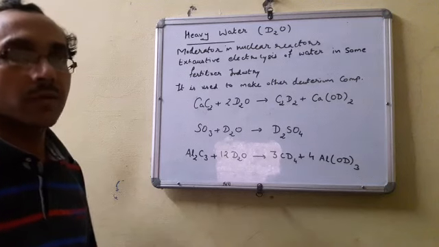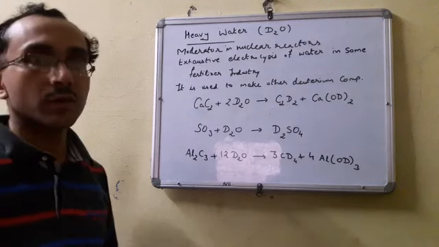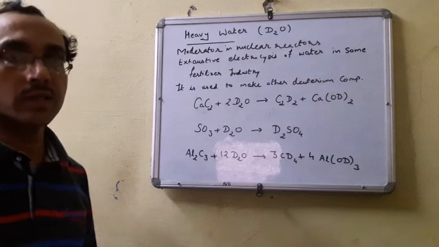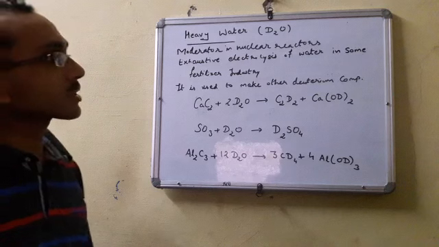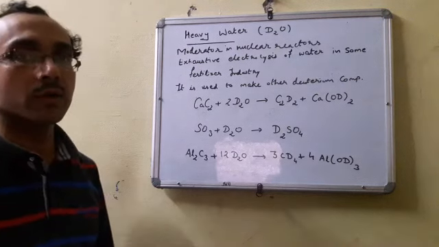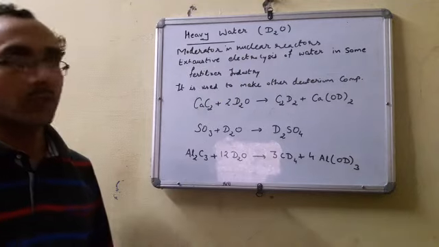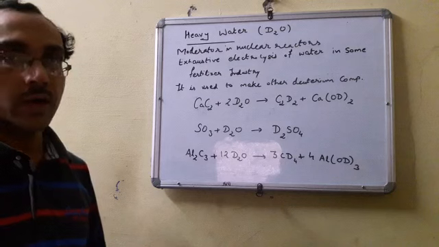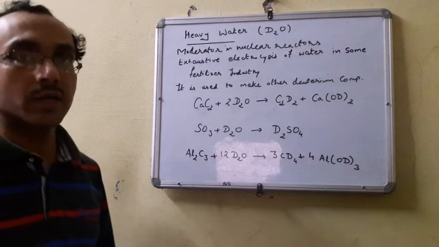We can prepare this heavy water by exhaustive electrolysis of water. Whenever we are doing electrolysis of water, we are getting hydrogen gas and oxygen gas. But when we are doing exhaustive electrolysis of water in some fertilizer industries, as a byproduct, we are getting this heavy water. Now, this heavy water is used to make various deuterium compounds. As we are using protium, similarly we are using here deuterium.